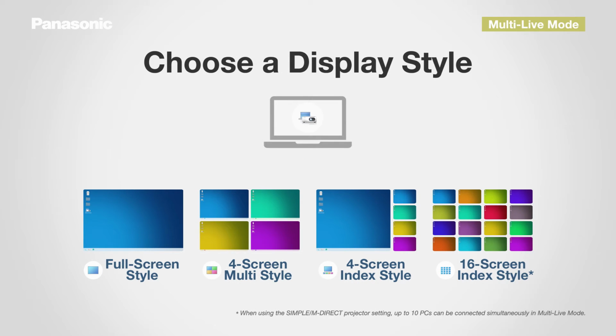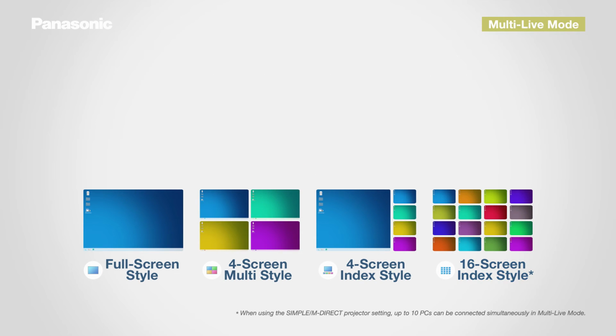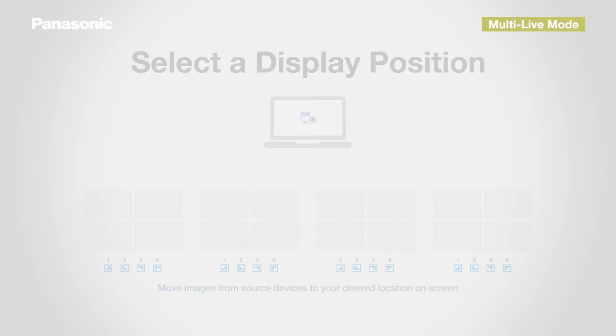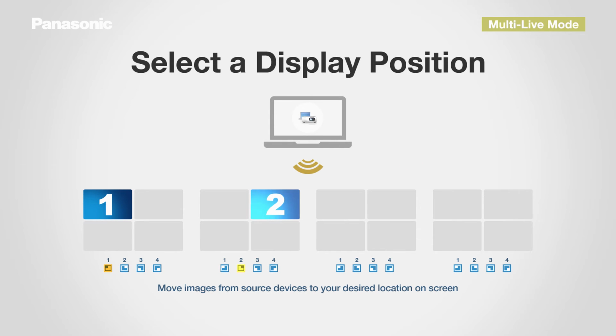Multi-Live Mode has various projection styles: full-screen style, four-screen multi-style, four-screen index style, and 16-screen index style. Multi-Live Mode also works with any device, including iOS and Android. In addition, you can change where the projected image appears on screen. To do this, click the position of display on projection screen icon.